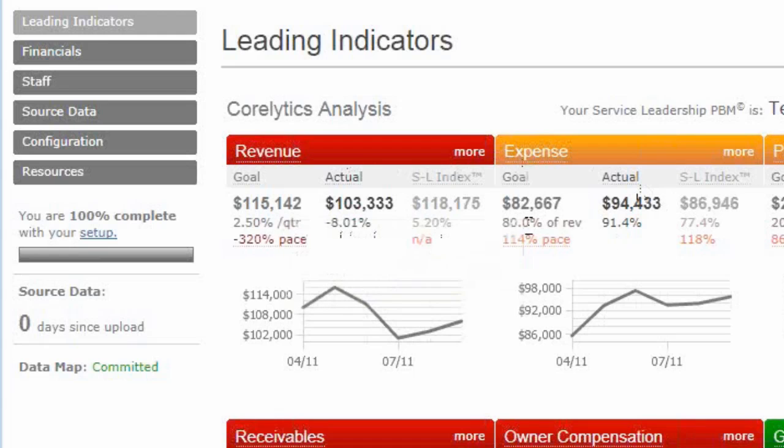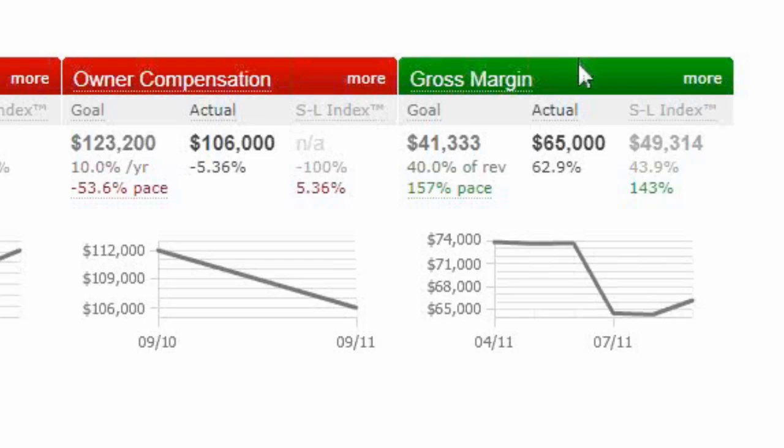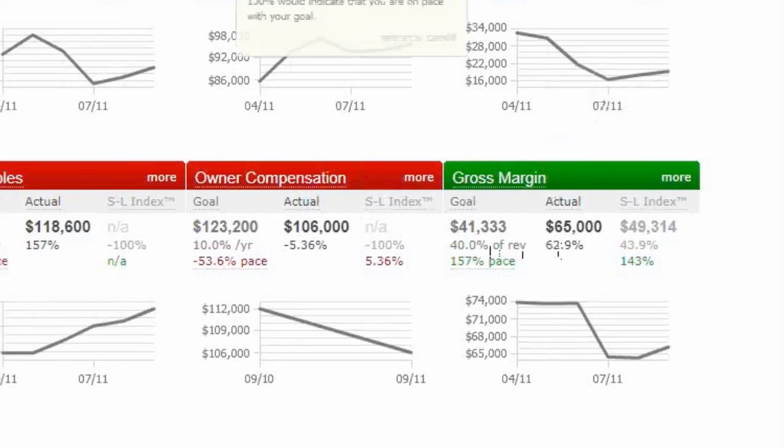So since we didn't meet our goal, again, we're using the percent of revenue goal here, and had we met that goal, it would be 82,000. We're actually at 94, which is less than 20% off goal. So you get the orange-yellow color. Gross margin, we had a 40% of revenue goal. We actually had 62%, and so we've met the goal for this one.